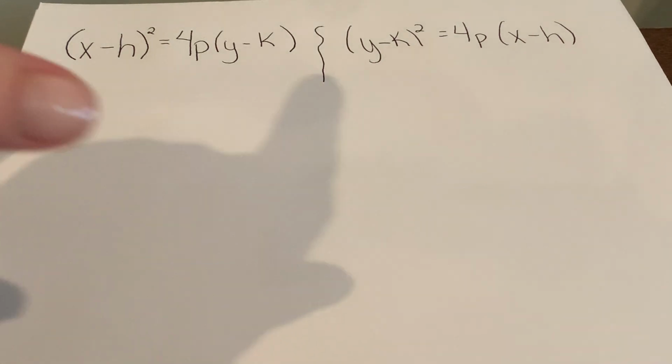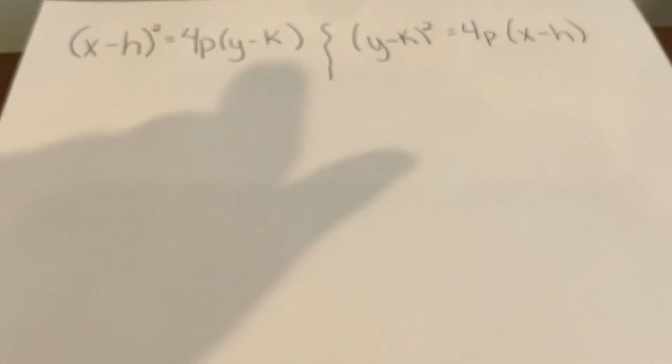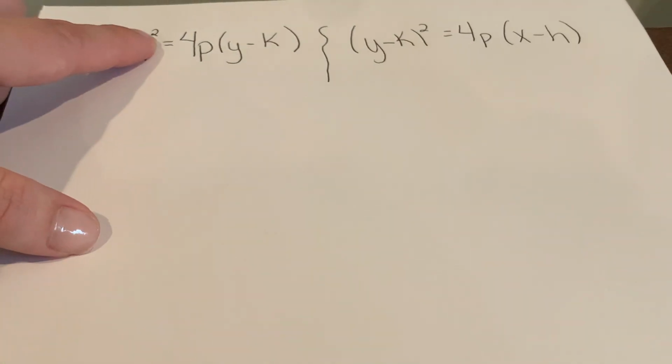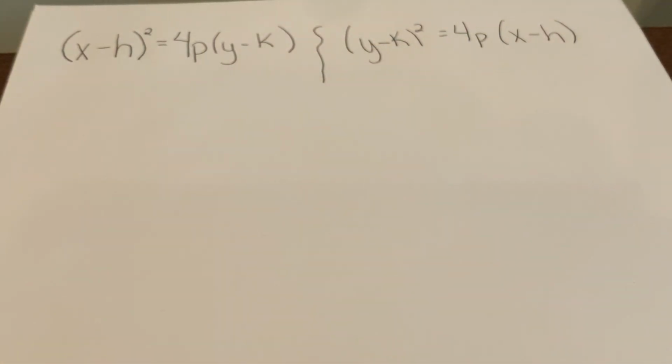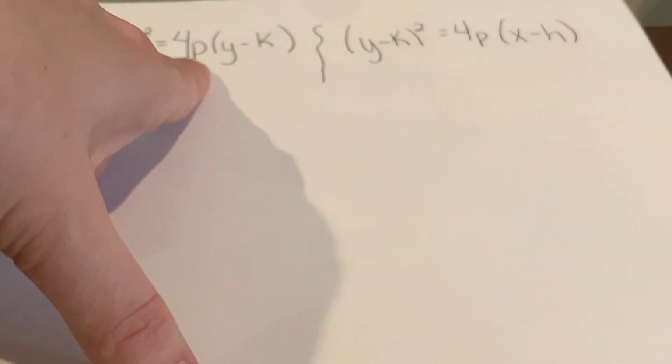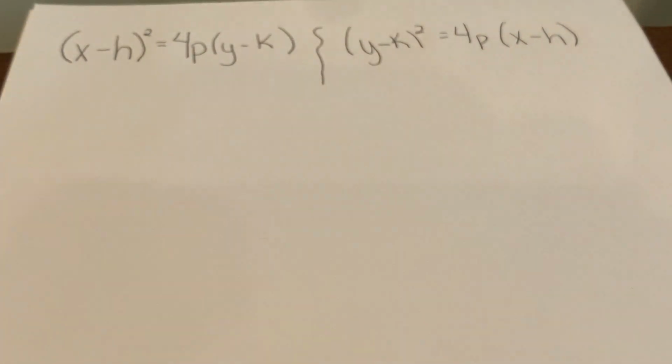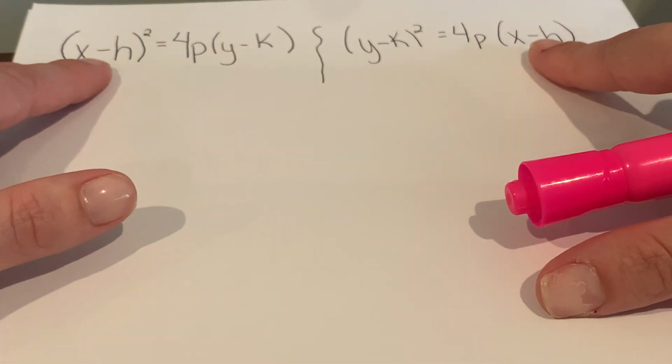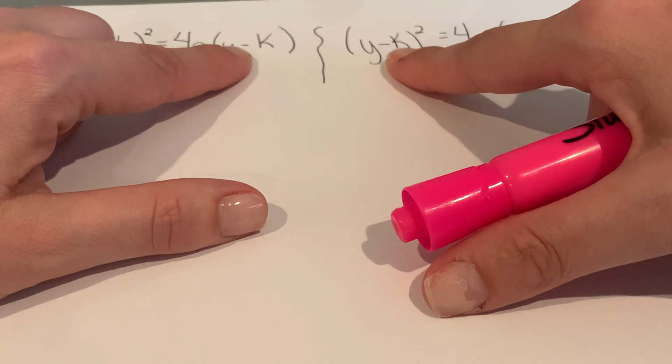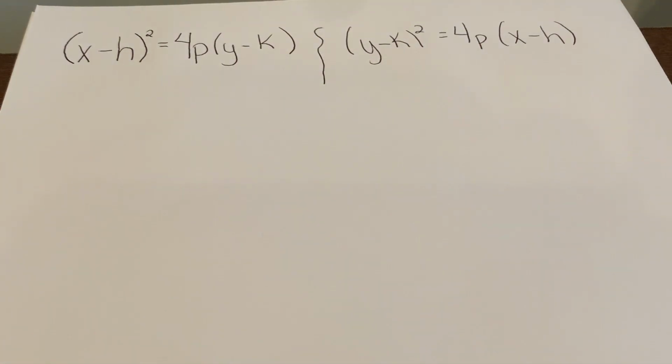And the equation is going to look like either one of these forms. Notice how on each form there's only one side that has a squared. So here's my squared here. Here's my squared there. On the side that does not have a squared, there's always a 4p in front of it. Also, x and h are always with each other, and y and k are always with each other. So those are some major features of the formulas.